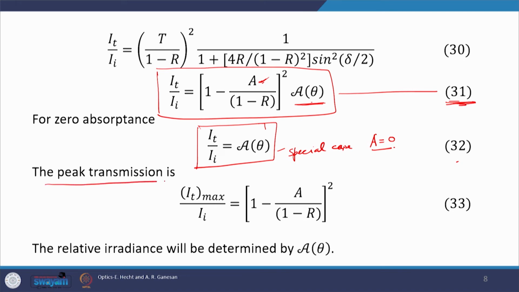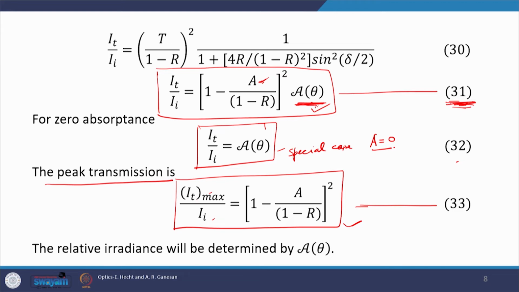Now, the peak transmittance is given by I_t max by I_i. Equation 31 peaks when italic A theta, this Airy function, maximizes, and the maximum value of italic A is 1. Therefore, the maximum relative transmitted irradiance is equal to (1 minus A upon 1 minus R) whole square. This is given by equation number 33. But if you want to calculate the relative irradiance, it will still be decided by italic A theta, the Airy function. You divide the usual irradiance by equation number 33.